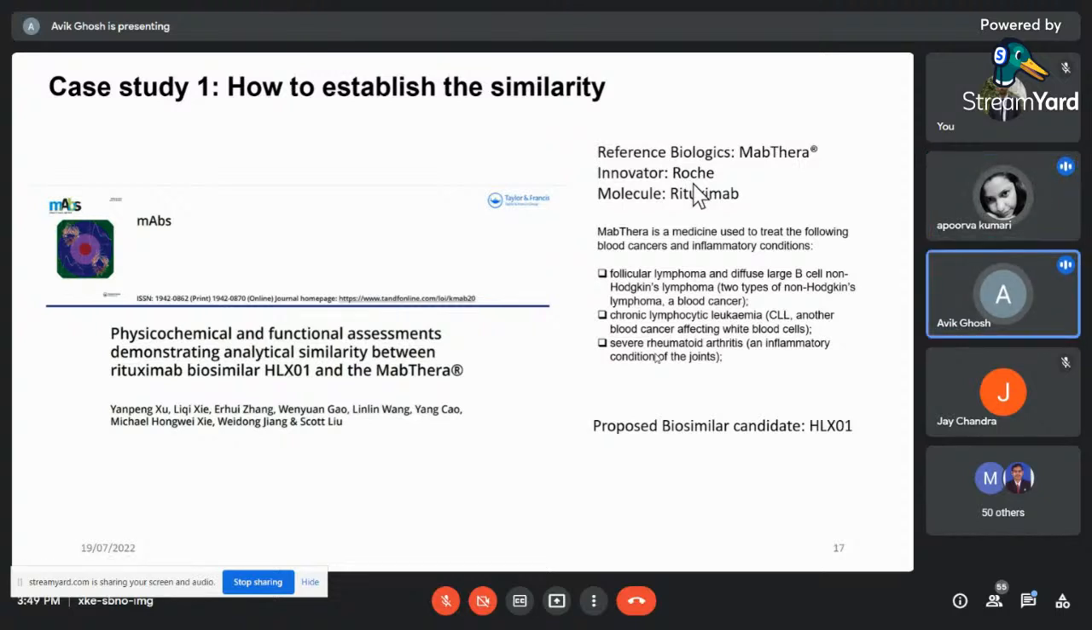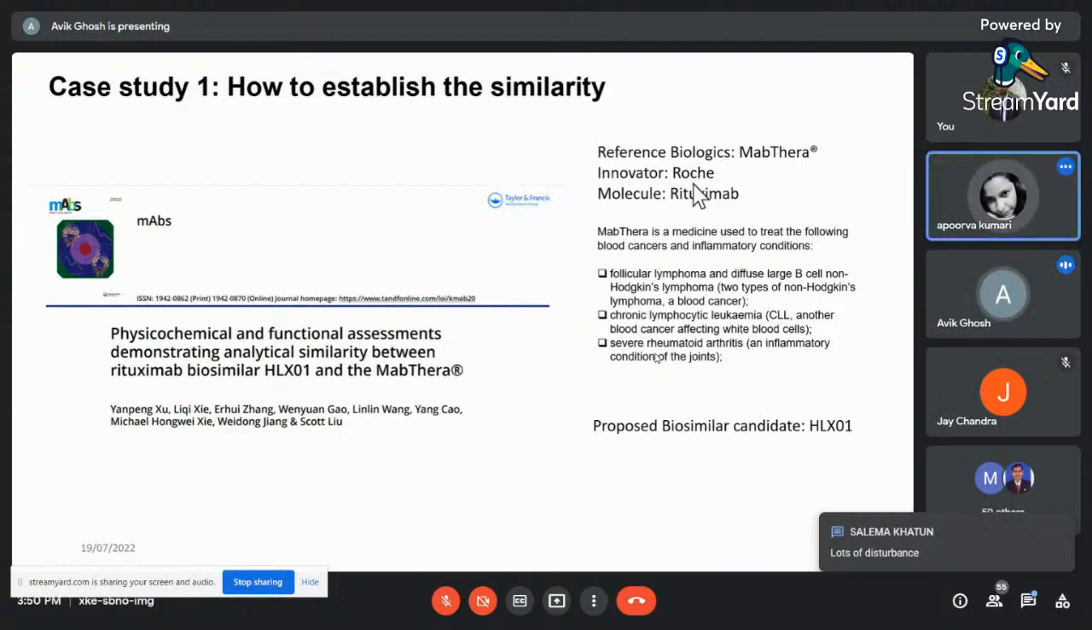So this was approved by EMA, the European authorities, in 1997 and FDA in 1998. Basically this is off patent for some time now, and there are many biosimilars available for this product in India. Dr. Reddy's is there, and many other companies have a biosimilar product in this. So basically this paper talks about how the analytical similarity between HLX01 and MabThera is shown for this product.